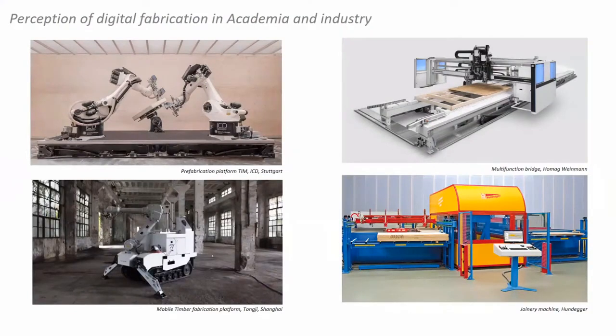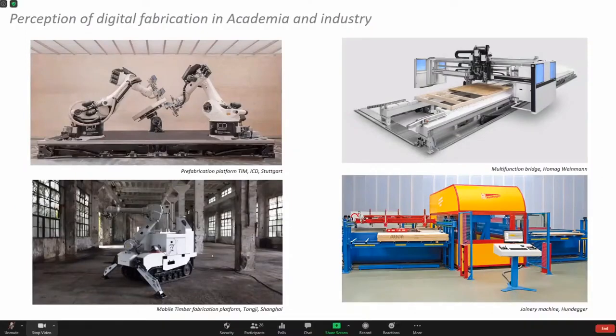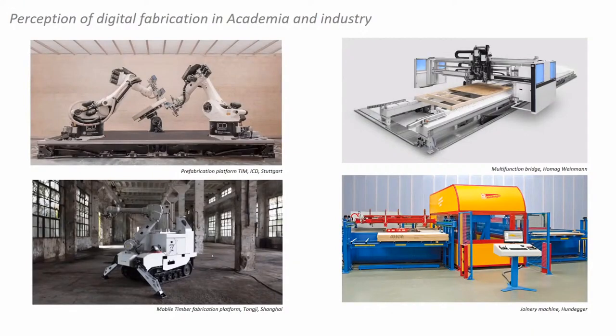If you look at industry, we won't see that many robots or versatile machines. They're going to be versatile and generic, but they're going to look completely different. Two of the most important examples, which I'm going to show you, are a multifunction bridge and a joiner machine. These are really essential machines, and if you talk to people in industry, that's much more what they think automation in timber prefabrication looks like.